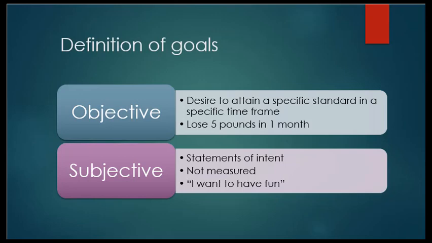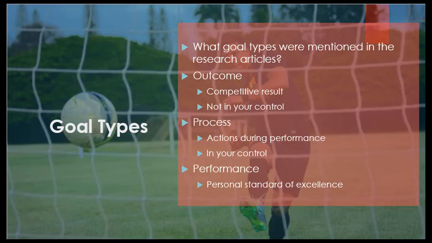Let's begin by defining goals. There are two broad types of goals that we can set: objective goals and subjective goals. Objective goals focus on attaining a specific standard or proficiency in a task, usually within a specific time frame, so it's well defined. Subjective goals are general statements of intent, like I want to do well or I want to have fun, and they're not really measurable or objective. We need to keep these definitions in mind as we set goals and begin to learn about new strategies in goal achievement.